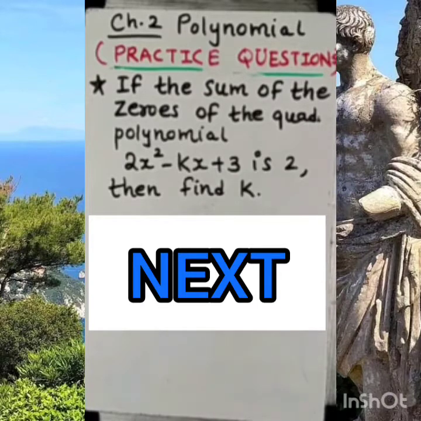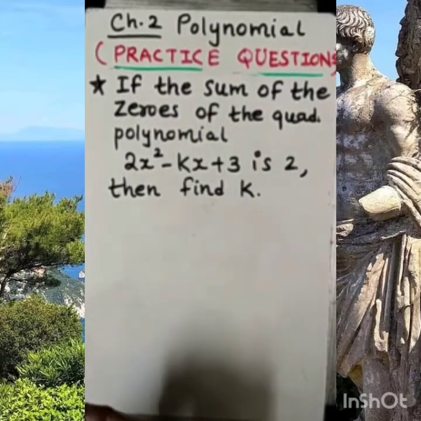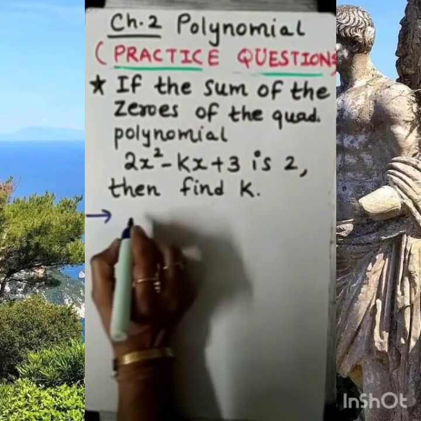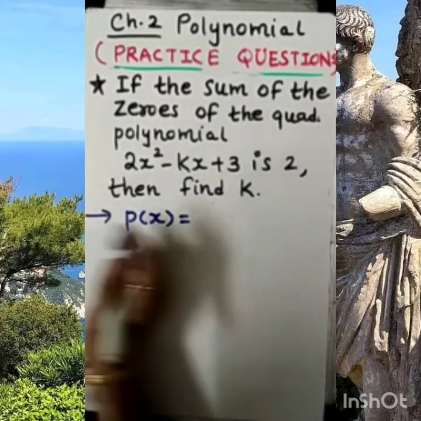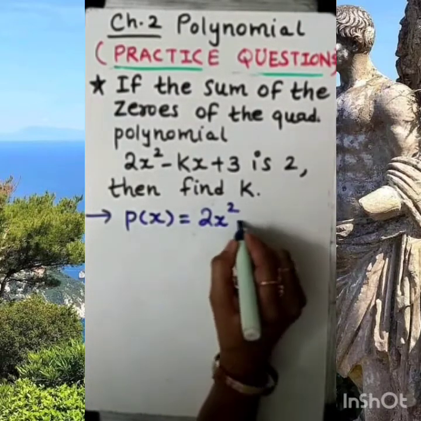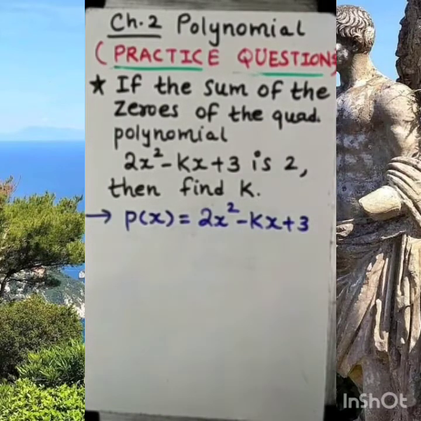So one more question on your screen, dear student. The question is, if the sum of the zeros of the quadratic polynomial x square minus kx plus 3 is 2, then find k. Right? This is the question. So let's see what is the polynomial we are given. Let's note down first. P(x) is a polynomial. So let me write P(x) equal to x square minus kx plus 3. Right? This is the polynomial.